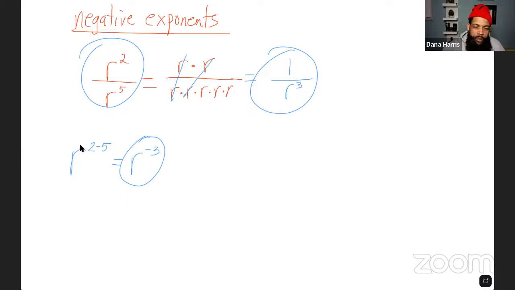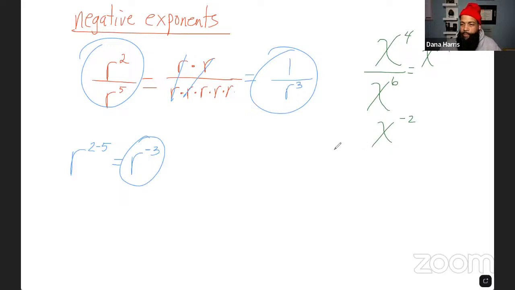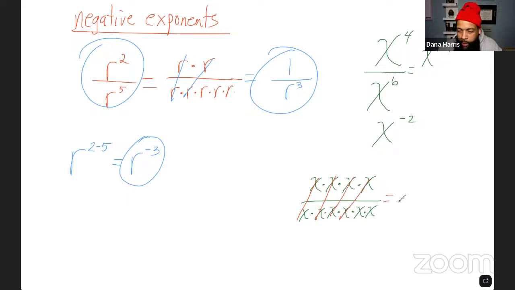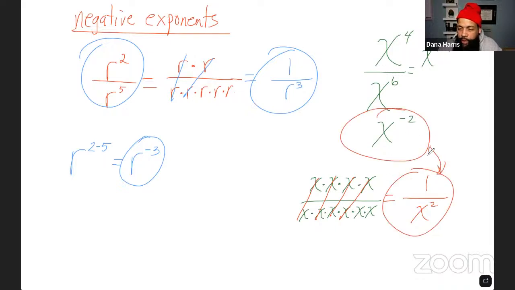Let's say we do it with just some variables, right? So let's say if I have x to the fourth power over x to the sixth power. That gives me x to the 4 minus 6 power, which is x to the negative 2 power, okay? And if I wanted to write this out, let's do this. X times x times x times x. And then I have 6 x's on the bottom. All right, let's see how many cancel out or divide out to be 1. Boom. I have a 1 up top and then x squared on the bottom. So this and this are the same. That's where we get the negative exponents rule, okay?